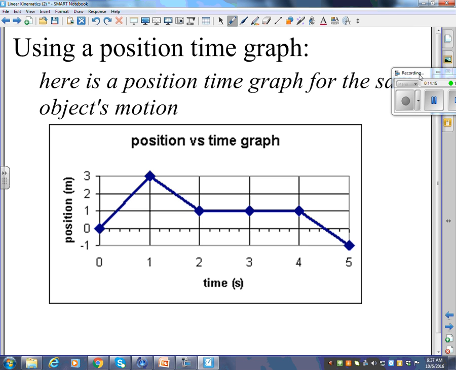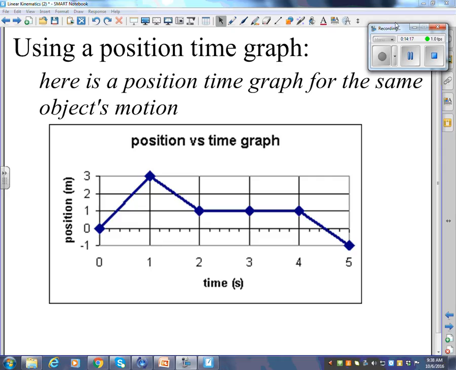Now, you've seen position time graphs in grade 10. I know you have. Every other teacher in Manitoba is supposed to be teaching position time graphs. So, here's a position time graph for the same object motion. Now, actually, I lied a little bit. It's a slightly different one, but I need to fix that, I guess.